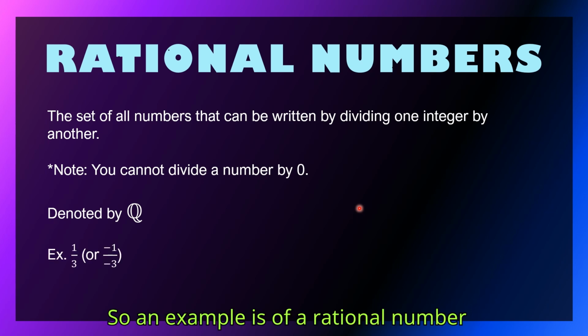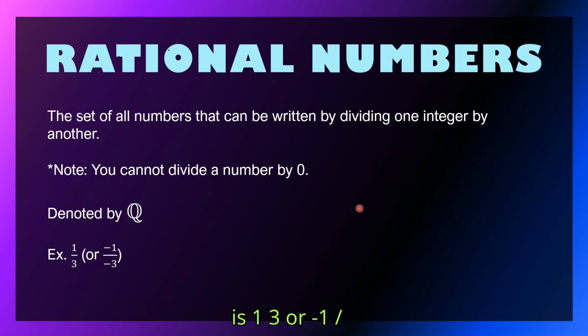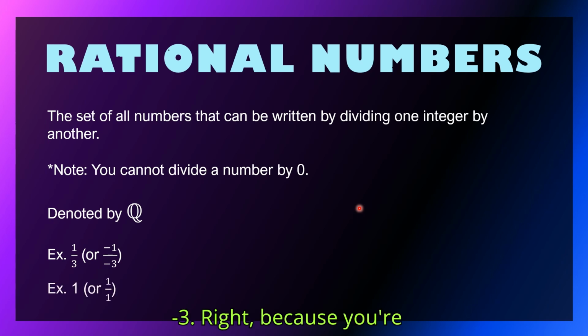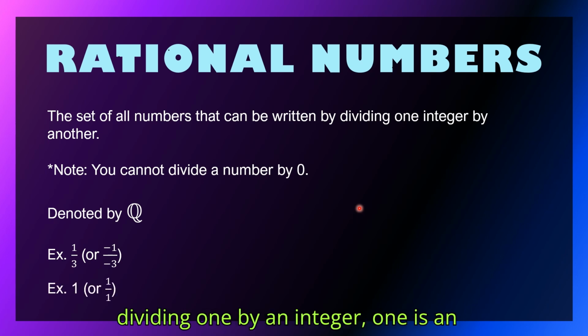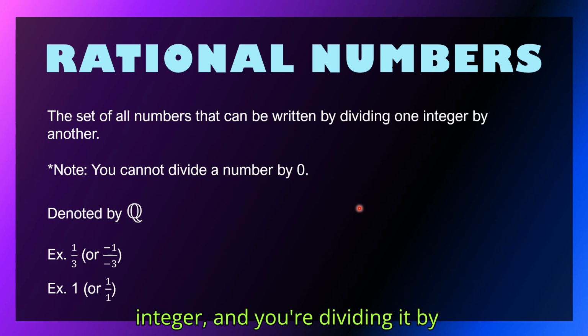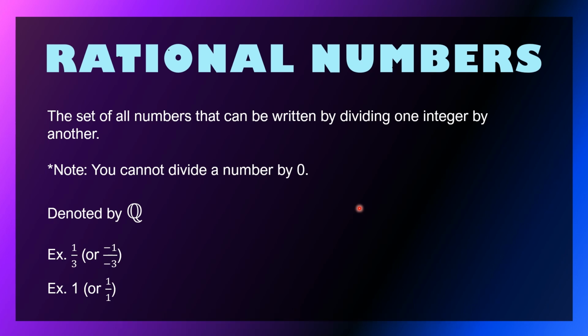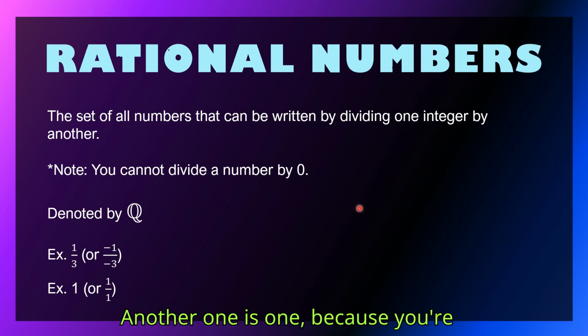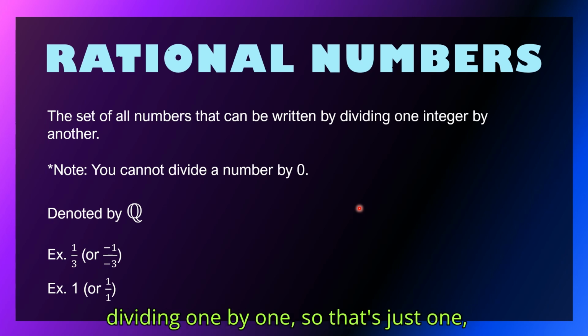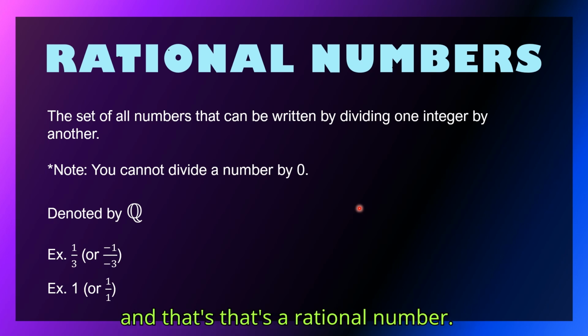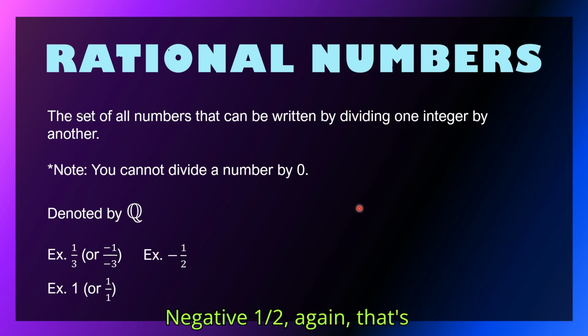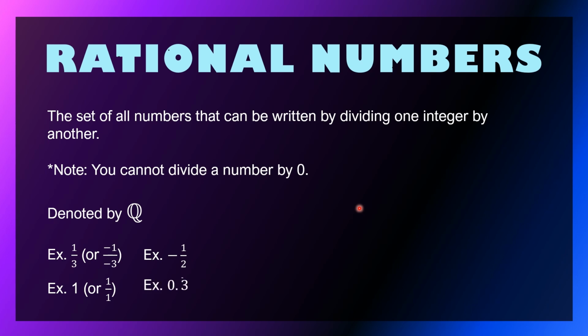An example of a rational number is 1 over 3 or -1 over -3, right? Because you're dividing 1 by an integer, and you're dividing it by another integer. Another one is 1, because you're dividing 1 by 1, so that's just 1. That's a rational number. -1/2, again, is a ratio of two integers. 0.3, which is also written as 1 over 3, so that's a rational number.